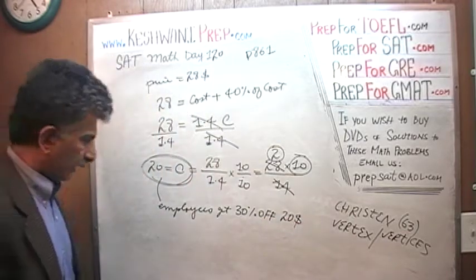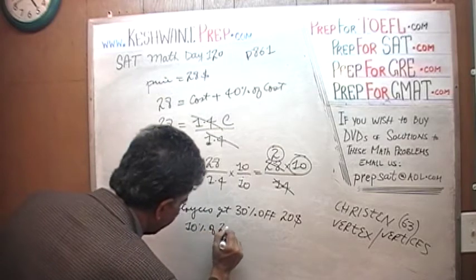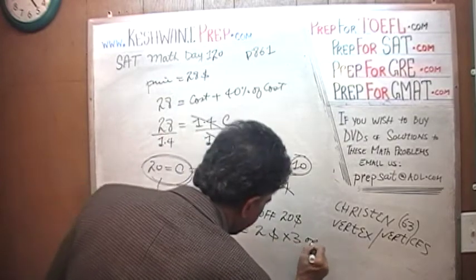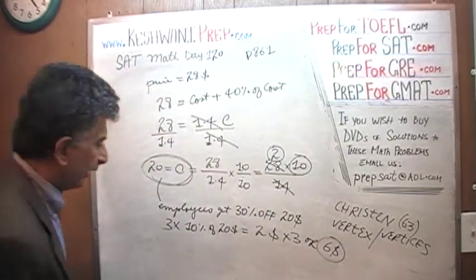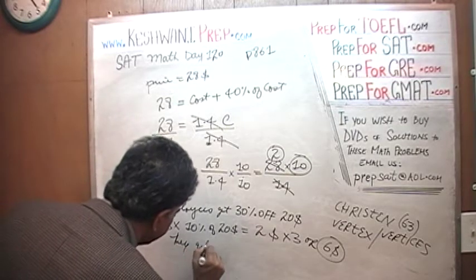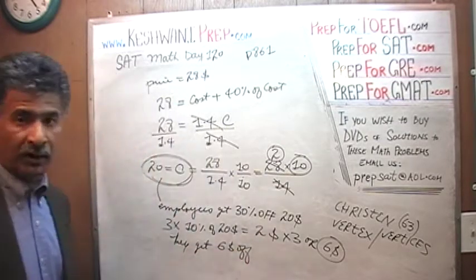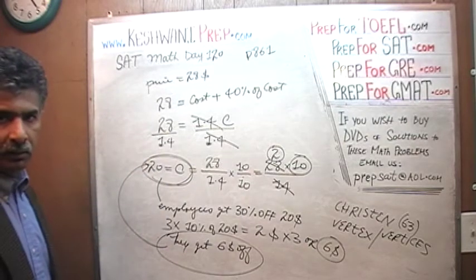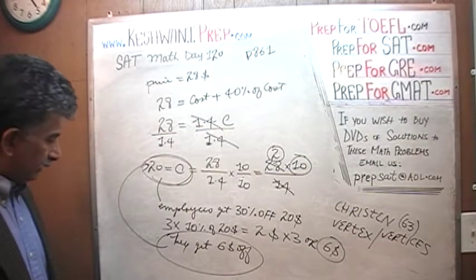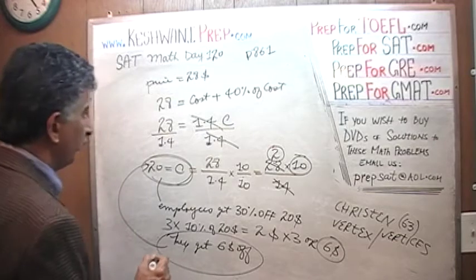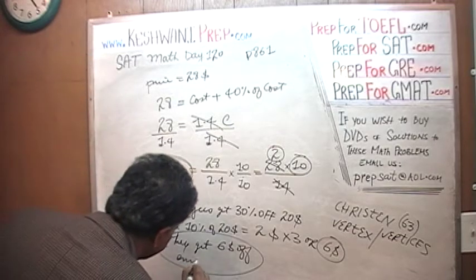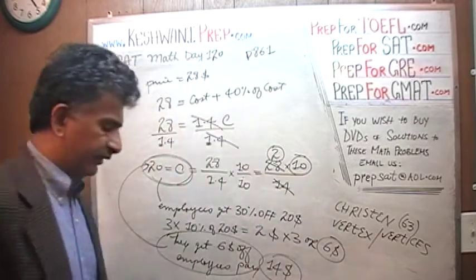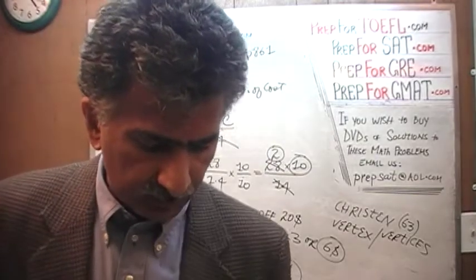30% off $20. Again, 10% of $20 is $2. Therefore, 30% will be 3 times as much, or $6. In other words, they get $6 off. Off what? They get $6 off, not the price, but the cost. Whatever it costs the store, they get $6 off. Therefore, employees pay $14. And the answer is B.